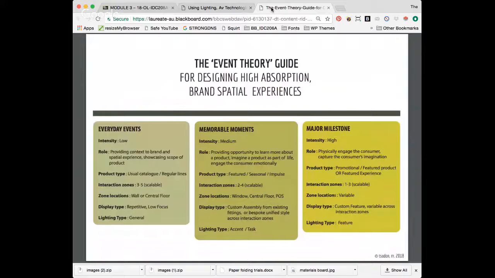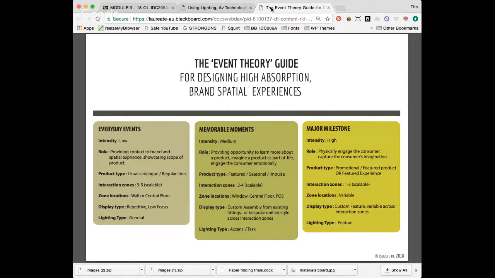So what I've created is just a really simple guide for you to use when you're planning your spaces going forward for your assessment. Essentially, if you go back to a couple of lectures ago where we looked at the ASOP case study and used that event theory to briefly zone out the everyday events, the major milestones and the memorable moments, if you decide on those fundamentally as your first port of call, then you can systematically make decisions about all of the other elements in order to support those.